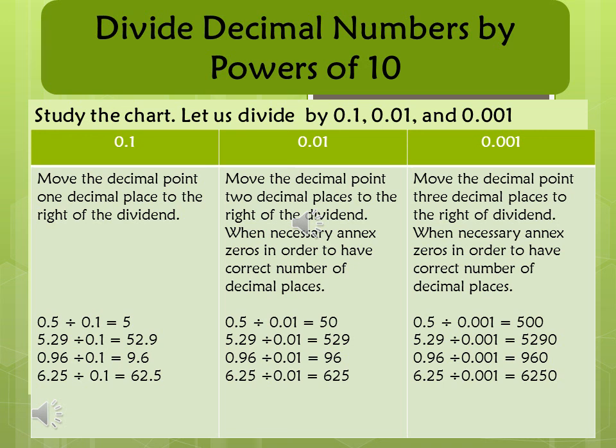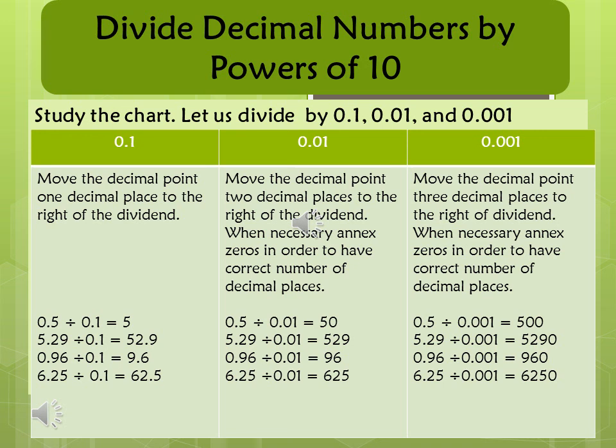Divide by 100. Move the decimal point 2 decimal places to the right of the dividend. So, 2 beses naman yung i-move ang decimal point papunta sa kanan. When necessary, annex zeros in order to have correct number of decimal places. So, magdadagdag kayo ng 0 kung kinakailangan. So, 5/10 divide by 100 equals 50. Dahil i-move nyo ng 2 beses yung decimal point sa dividend, 1, then 2, mag-a-annex kayo ng isang 0.